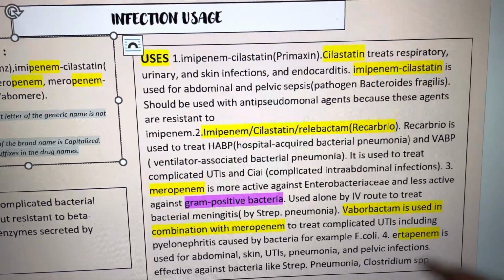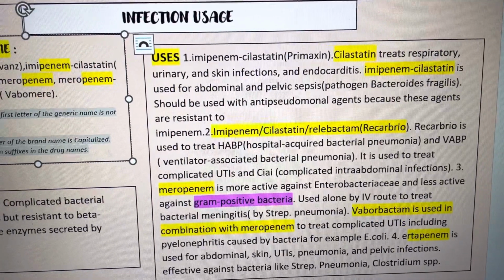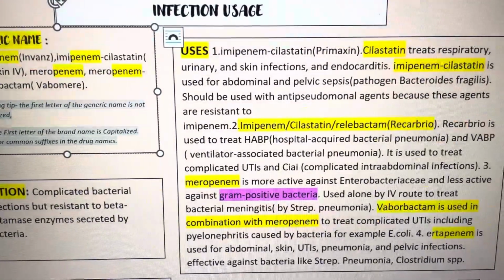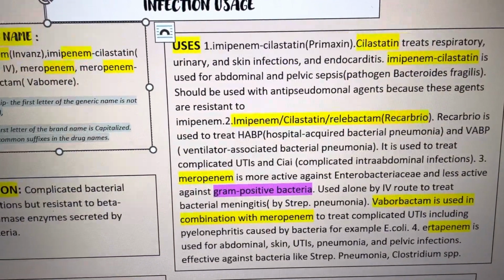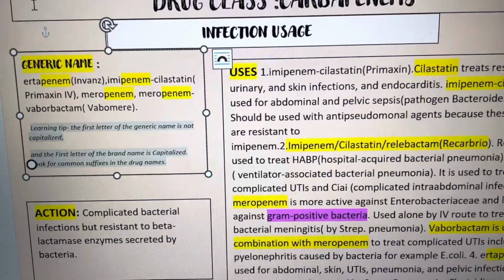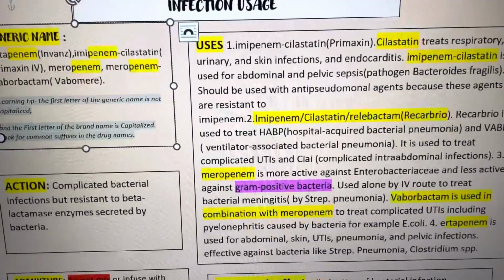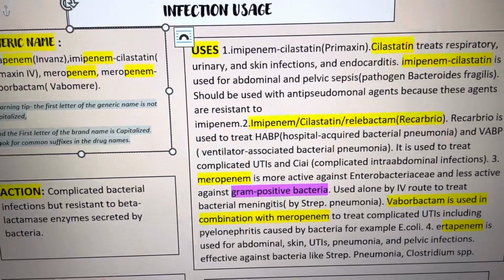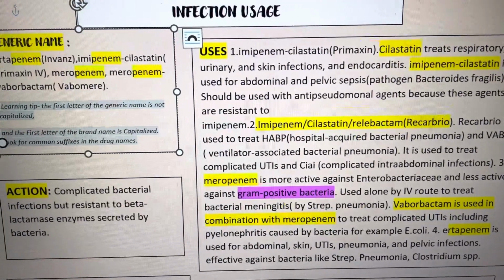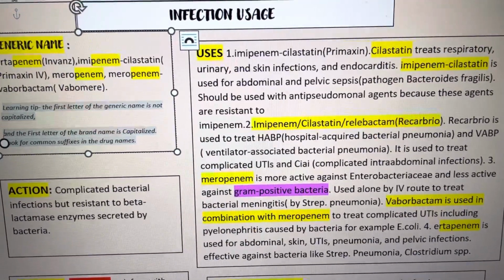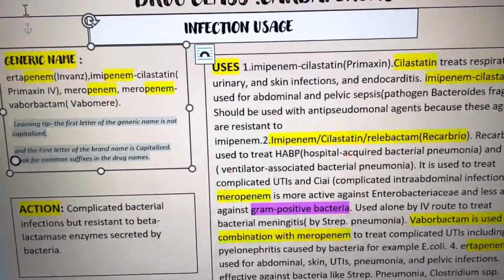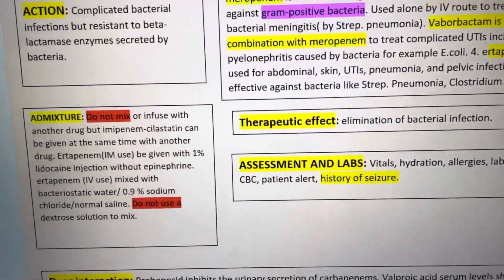And then doripenem, it's used for abdominal, skin, UTIs, pneumonia, and pelvic infections. So as I said, here we are going to talk about different kinds of infections. The basic remains the same, because we are talking about infections, and all these drugs, as we see, belong to the same class, carbapenems, and it may relate to different kinds of infections and different kinds of bacteria too, because infections are mostly caused by bacteria, and bacteria are a very common cause of infection in the human body. So this was about the uses, and next we are going to talk about some admixture.